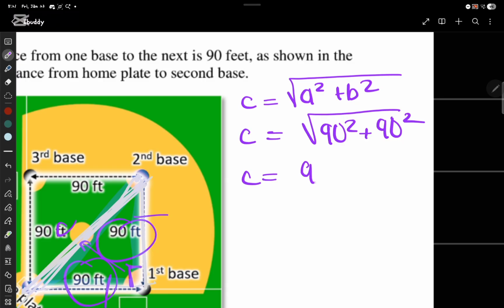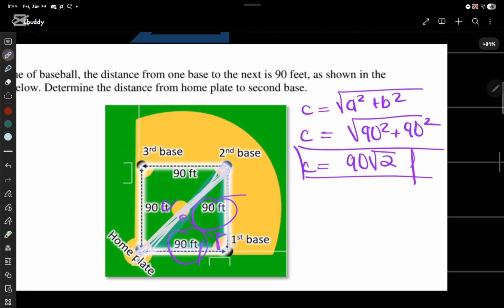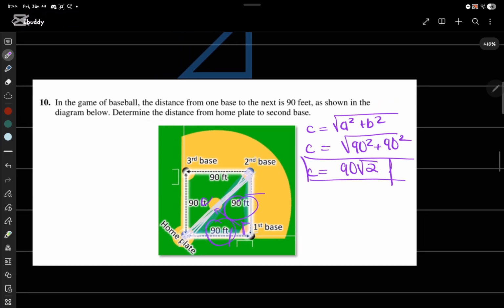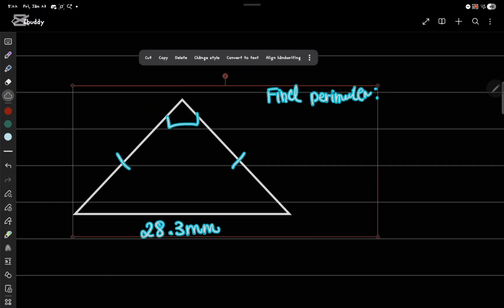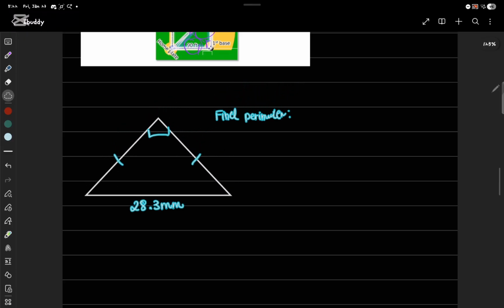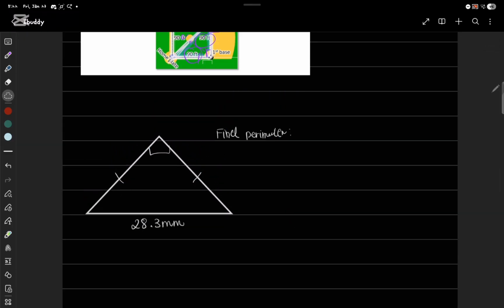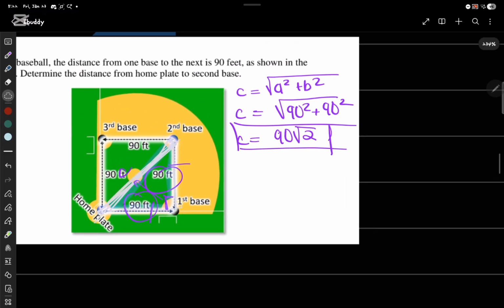That will give you 90 root 2. That's your final answer for the distance between the first base and the second base. Boom. Easy. Easy nailed question. So you have to really interpret. Normally on exams they would not give you the diagrams, so you really have to actually interpret the question.